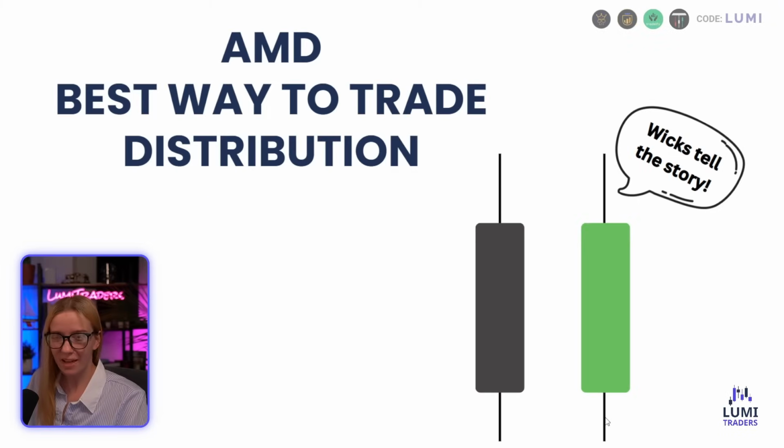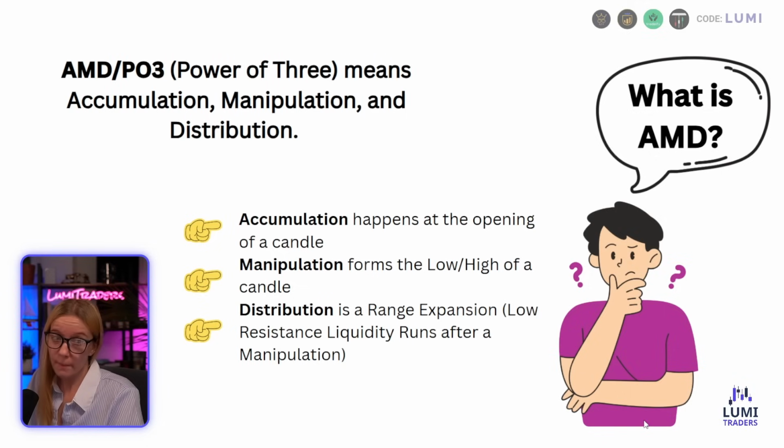Hello guys, in this video I will talk about candlestick formation and how we can build our strategy or our model based on this. But first guys, I would like to talk about AMD or power of 3. So AMD means accumulation, manipulation and distribution.